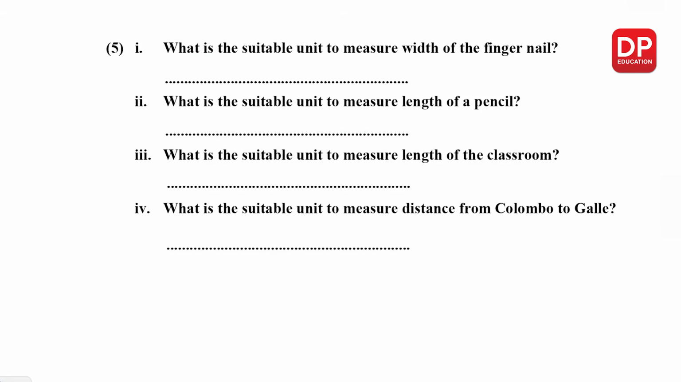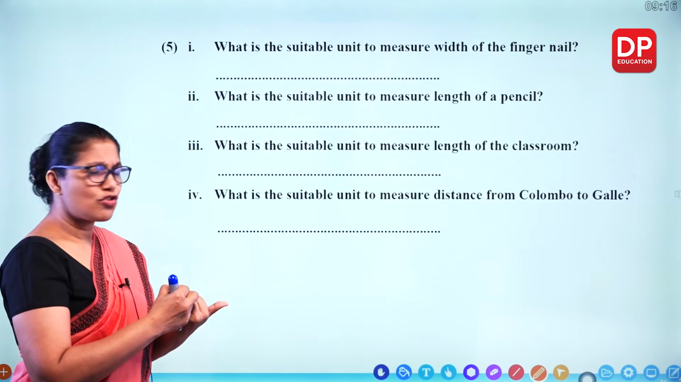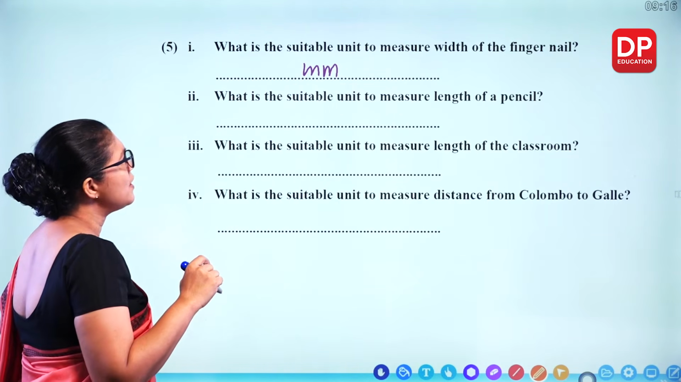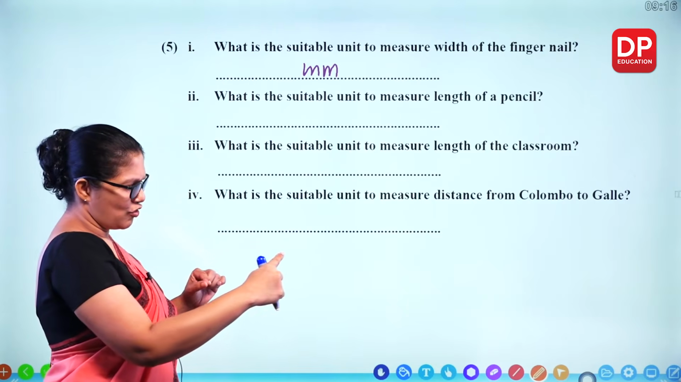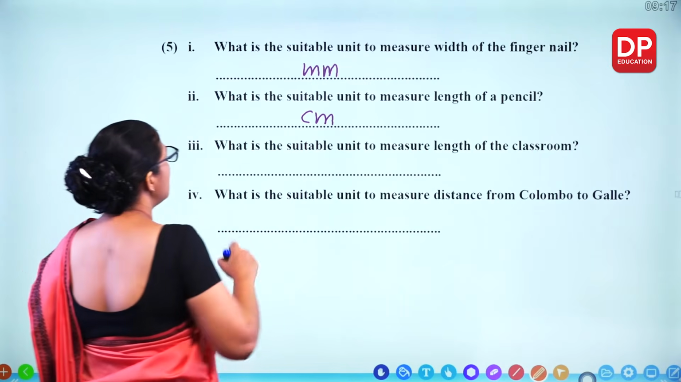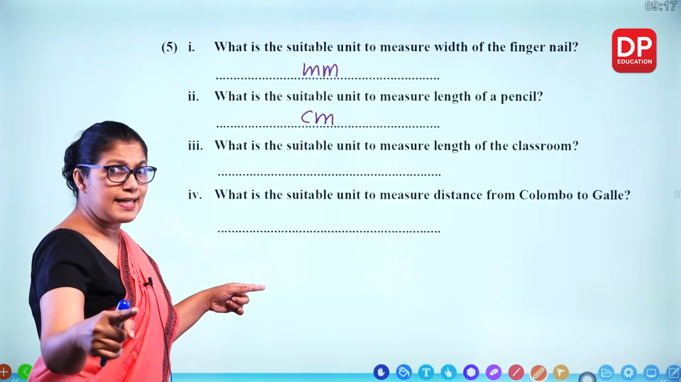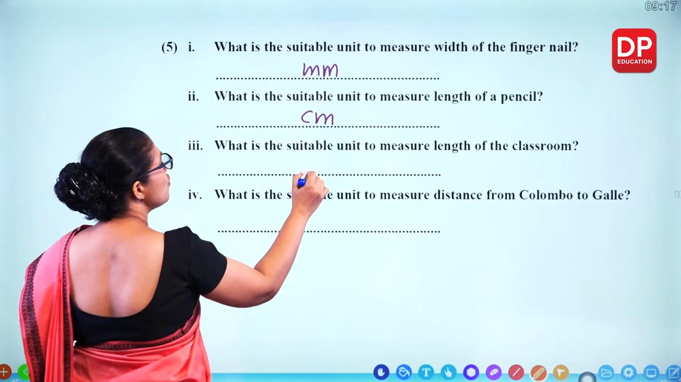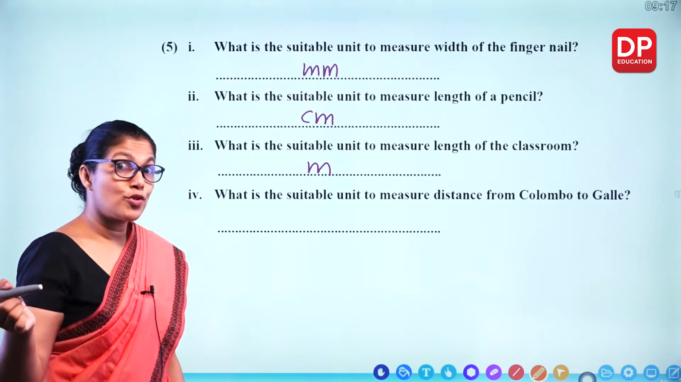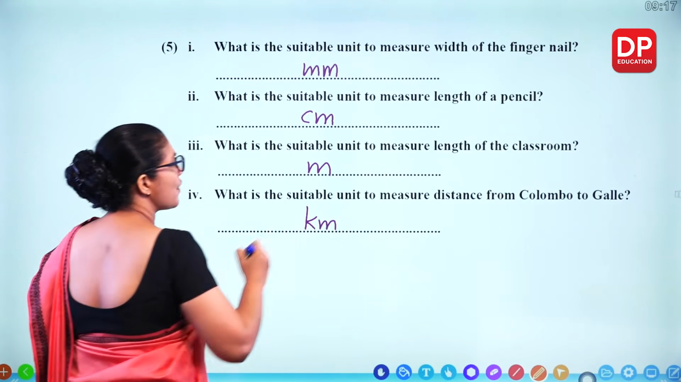What is the suitable unit to measure width of a fingernail? That's very small. So, millimeter is suitable. What is the suitable unit to measure length of a pencil? So, length of a pencil this much. So, centimeter. What is the suitable unit to measure length of a classroom? So classroom is little bit bigger than that. So we can use meters. What is the suitable unit to measure distance from Colombo to Galle? That's very big. So we can use kilometers for that.